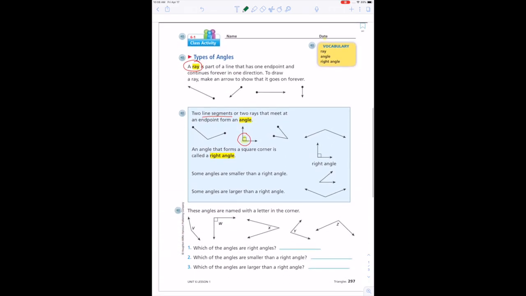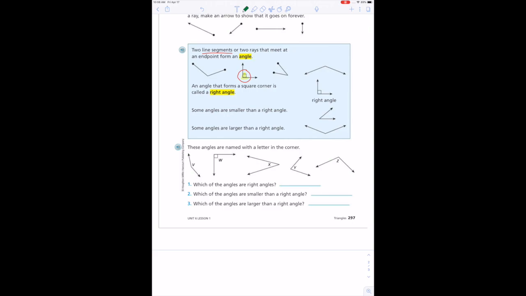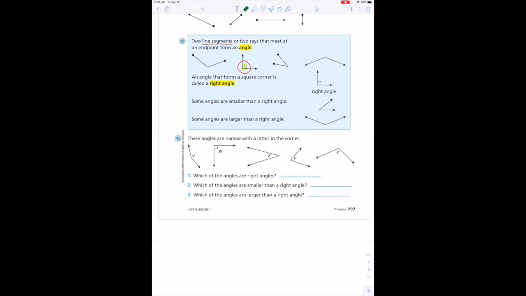So right now we're going to practice something. Let's come down here and look at number 1 on the bottom of page 297. Which of the angles are right angles? Our angles are angle V, W, X, Y, and Z. I want you to look at V, W, X, Y, Z. Which of these angles are right angles? Is there more than one? We're going to give you a second just to look.